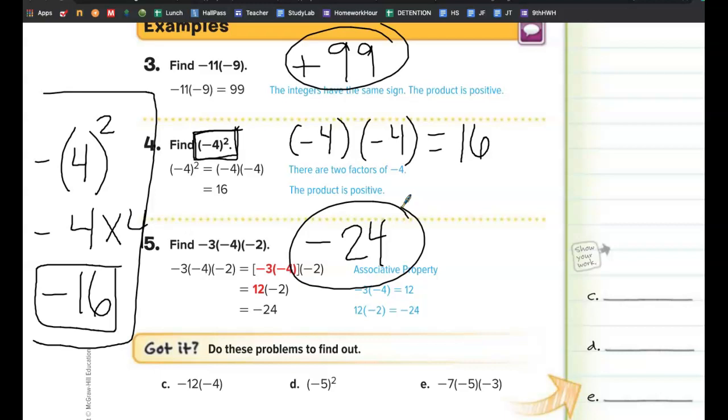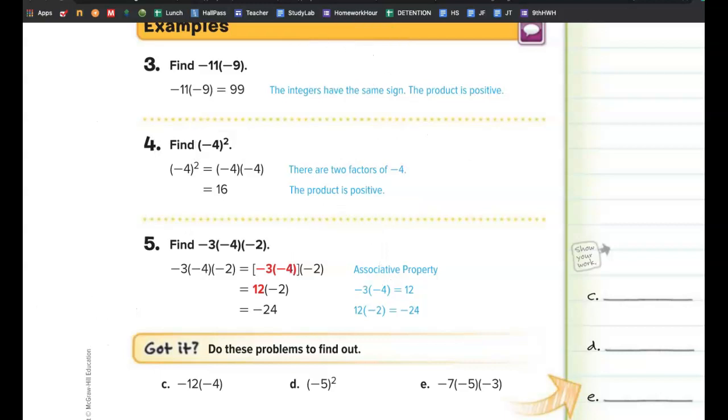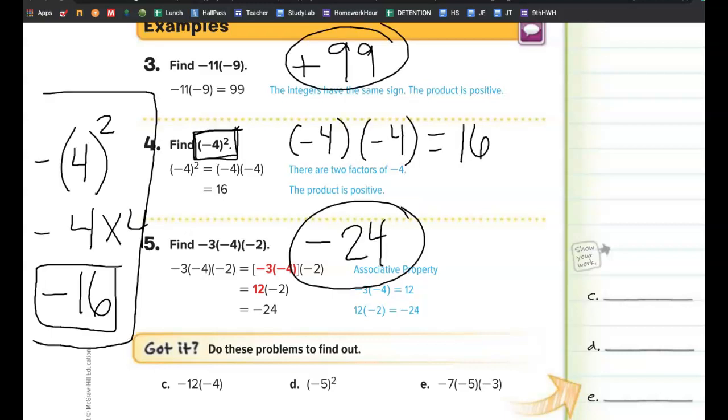C, D, E, go. Please stand up. You should be at your seat and you should be quiet. Blake, hush.